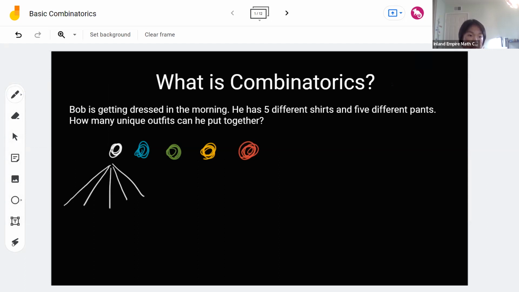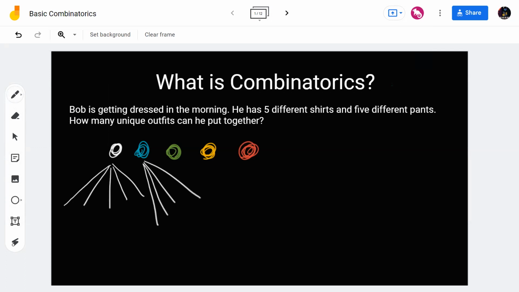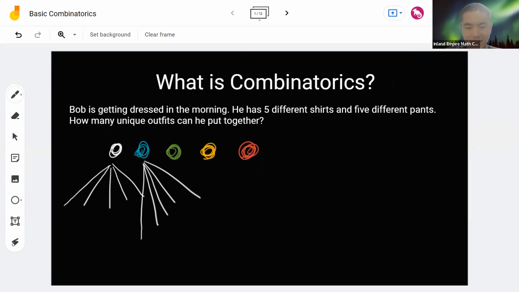Does that make sense, everyone? Yes. So again, the blue would have 1, 2, 3, 4, 5. You count all these up and you get 25 different outfits. All right, I think we all get the gist of it. So why don't we go on to the second slide?